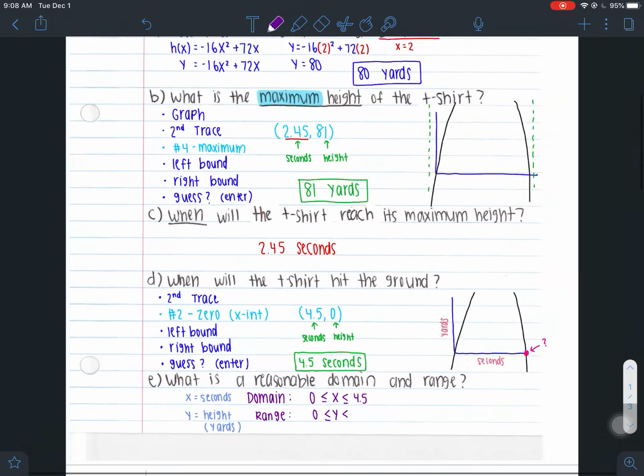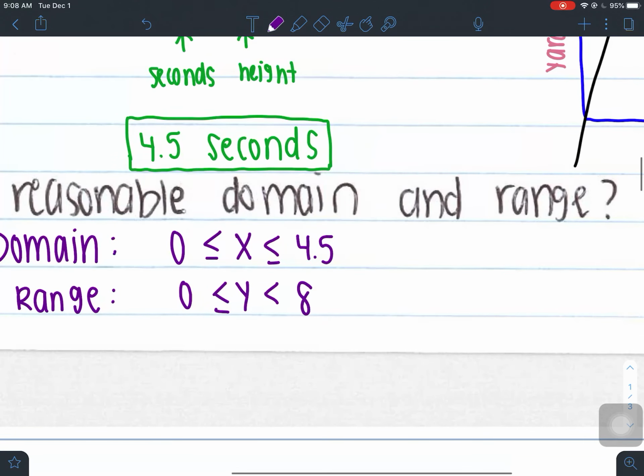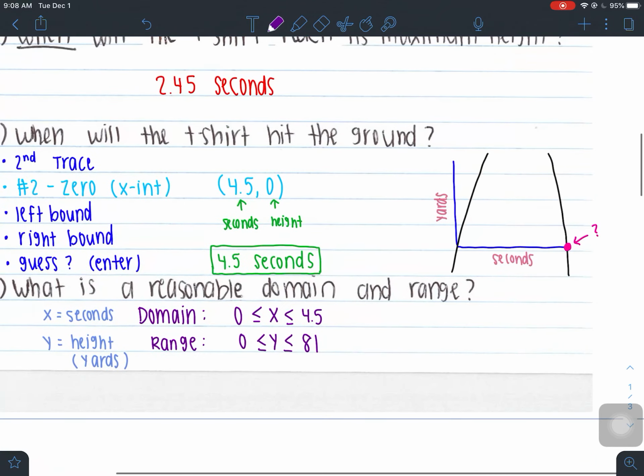What is the maximum height of your t-shirt? Well, we calculated that. What was the maximum height of this entire t-shirt? The maximum it can go was 81 yards. So 81 yards was the highest it can go, and it can be equal to that. Now, what happens after 81 yards? The t-shirt starts falling back down. So 81 is the highest it reaches, and then it goes back down onto the ground.